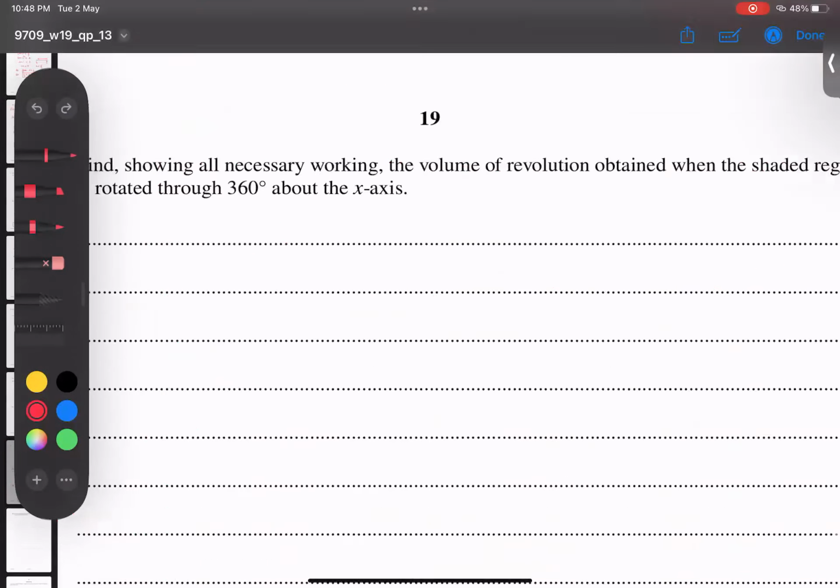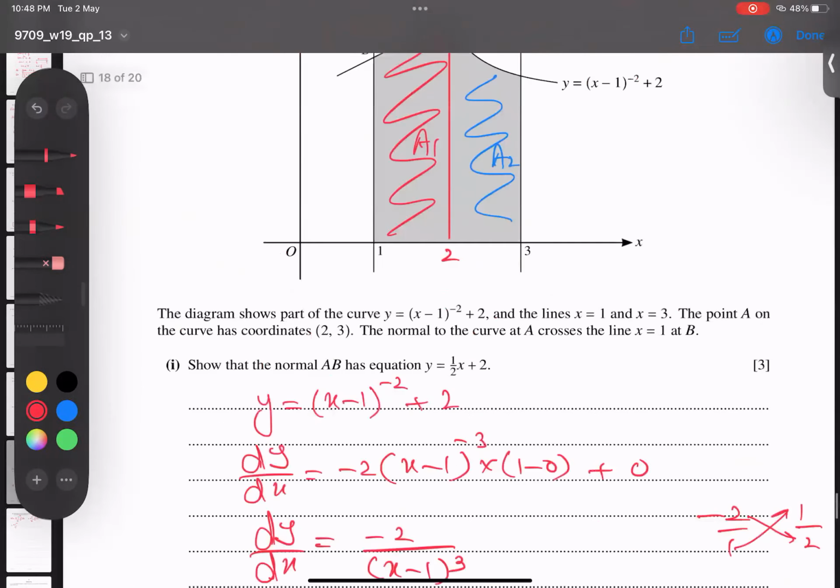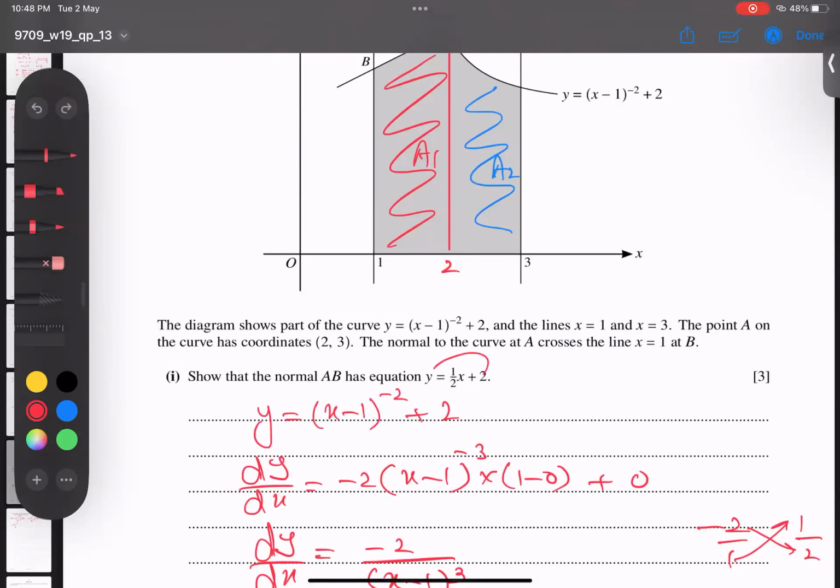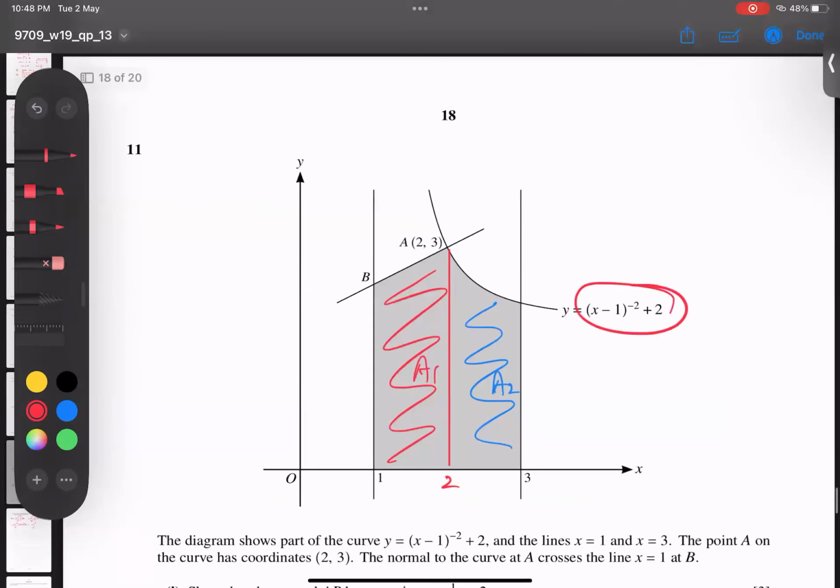Let's start, so I do it together. The volume formula is pi, integral from x1 to x2, of y squared dx. Again, pi, integral from x1 to x2, of y squared dx. So x1 is 1, upper limit is 2. Okay, hold on, check it. 1 to 2. And this equation, half x plus 2, I am taking here, and power 2 on the top. Here 2 to 3, and this time I take the square of this equation.